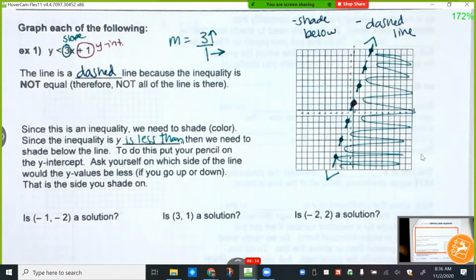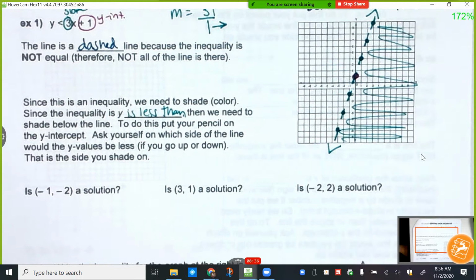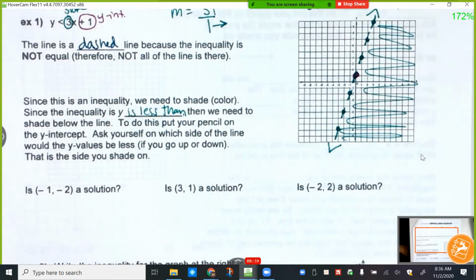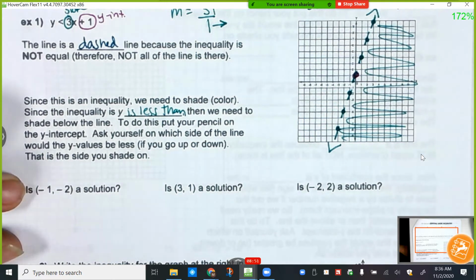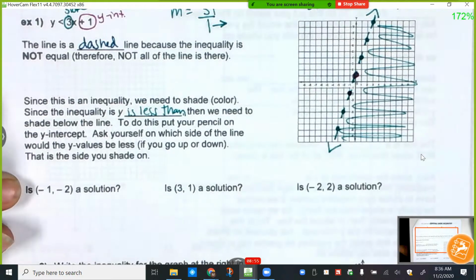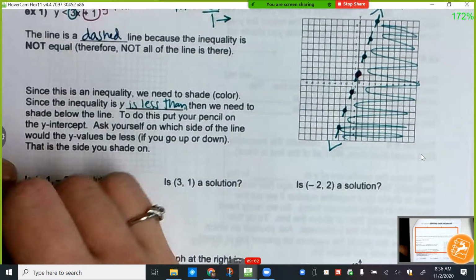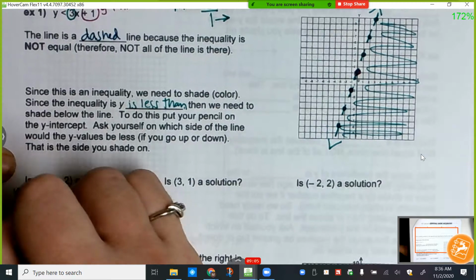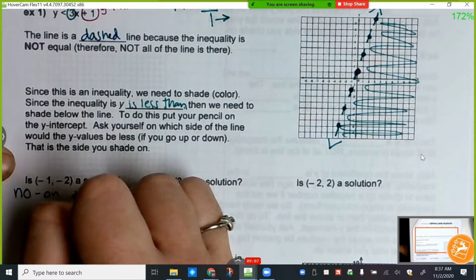Now, I have these 3 points down here, and there's 2 ways to know if they're solutions or not. We can plug them into the equation, which I'm going to show you. You don't have to do this every time, especially if you graph it, because if you graph it, shouldn't you know just looking at the graph? Yes. So we're going to do it both ways. So negative 1, negative 2. Where is that? On what kind of line? So is it a solution? No. Because it's on the dashed line.